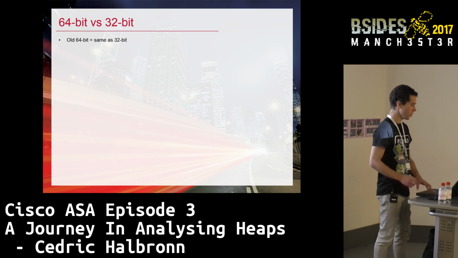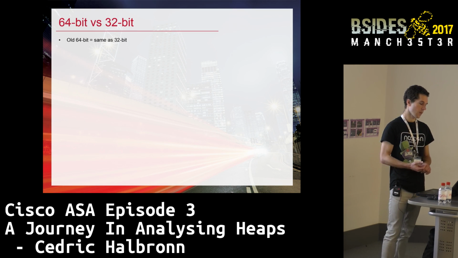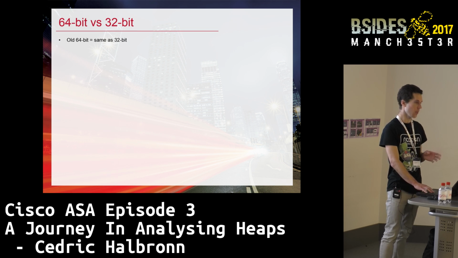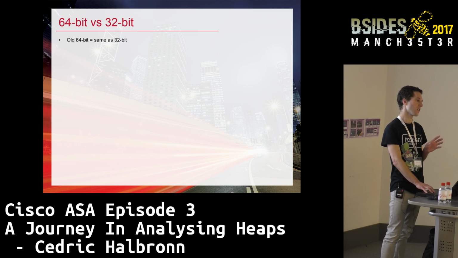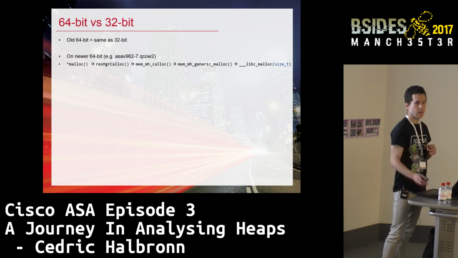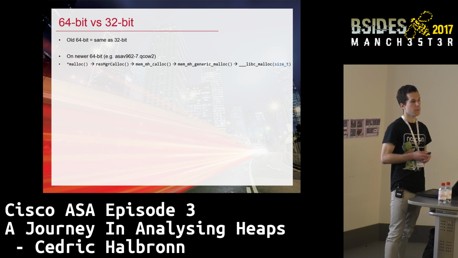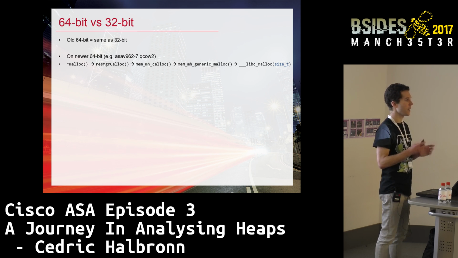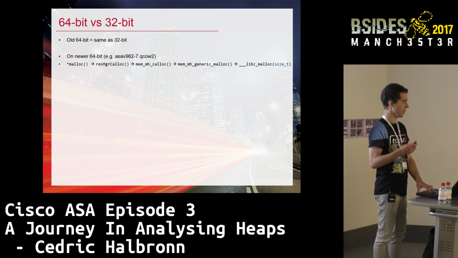Right. So in conclusion, for 64-bit, it's the same as 32-bit for the old 64-bit. On your 64-bit, you have a different heap allocator that is used. If you look at and disassemble the actual binary, you will realize that you still have this chain of wrappers, but at the end, they end up calling the libc malloc. So they don't call the mspace malloc anymore. They call an external malloc from glibc.